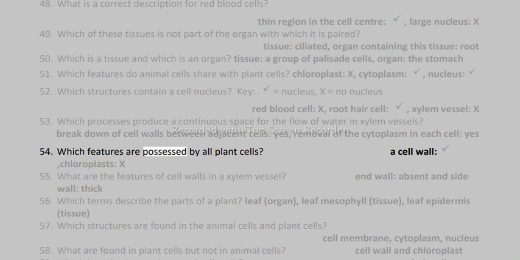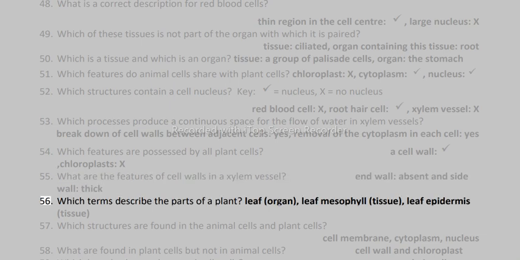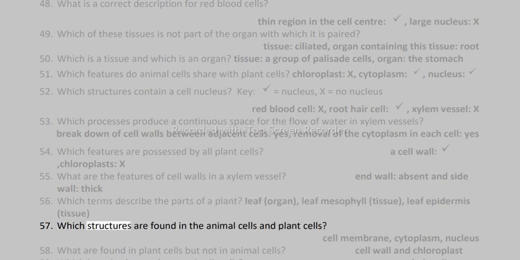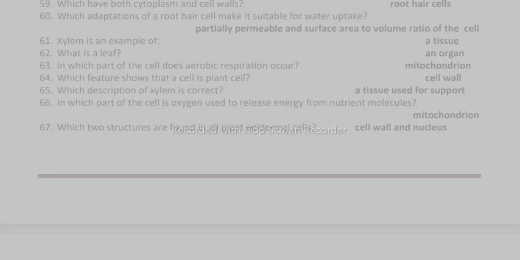54. Which features are possessed by all plant cells? A cell wall, chloroplasts, X. 55. What are the features of cell walls in a xylem vessel? End wall, absent, and side wall, thick. 56. Which terms describe the part of a plant? Leaf, organ; leaf mesophyll, tissue; leaf epidermis, tissue. 57. Which structures are found in animal cells and plant cells? Cell membrane, cytoplasm, nucleus. 58. What are found in plant cells but not in animal cells? Cell wall and chloroplast.